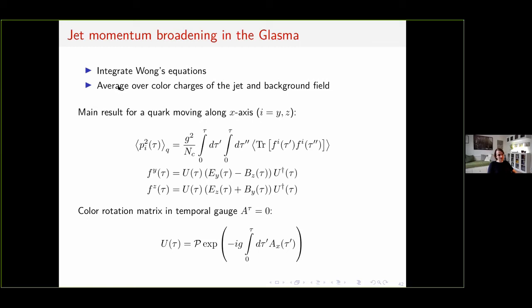which is actually quite understandable. So this is the average squared accumulated momentum along the axis i, so either Y and Z, and it's given by the double time integral over the force correlator, basically. And the force is just a non-abelian generalization of the Lorentz force. So non-abelian here means really you have to take into account these color rotation matrices that come from the conservation of color charge.